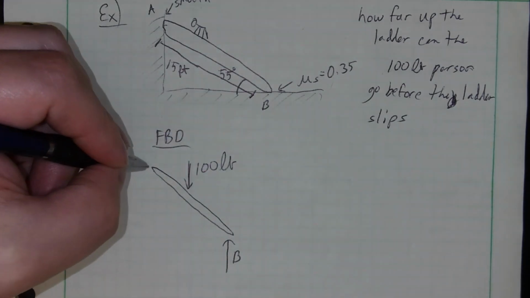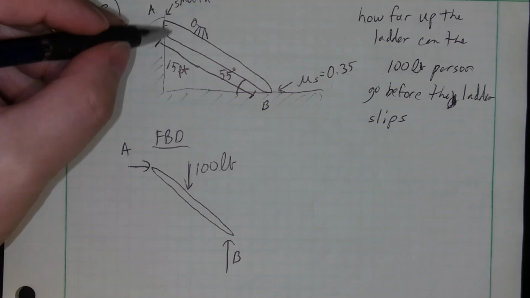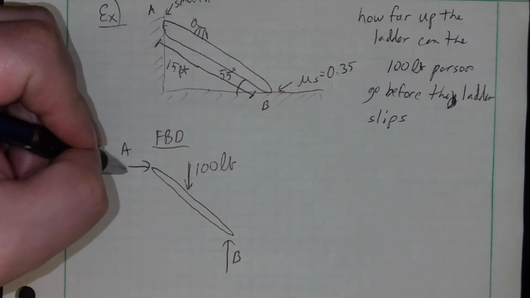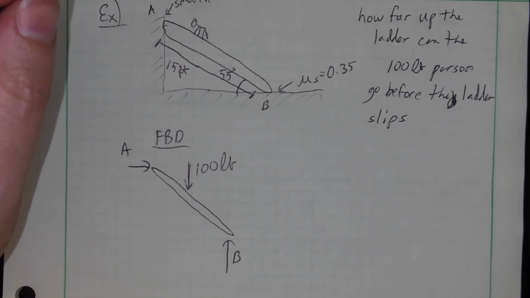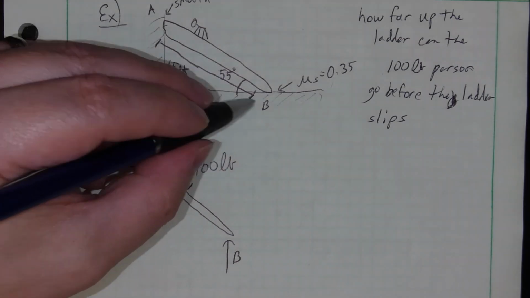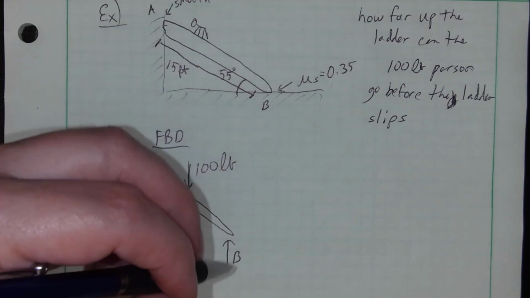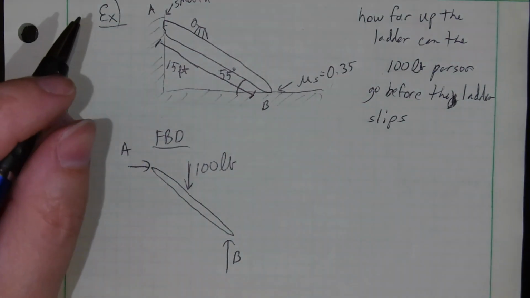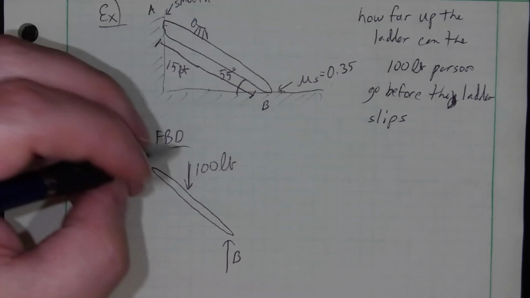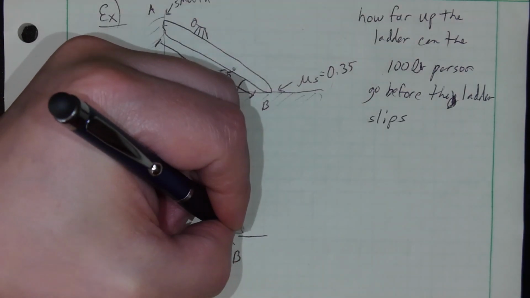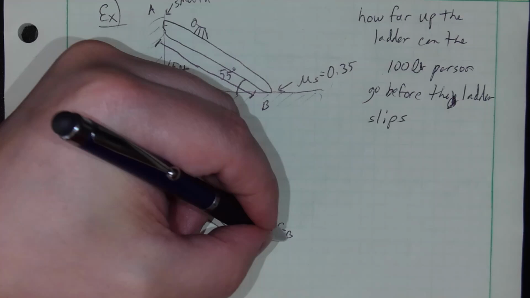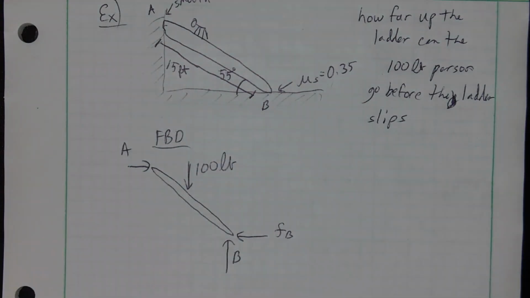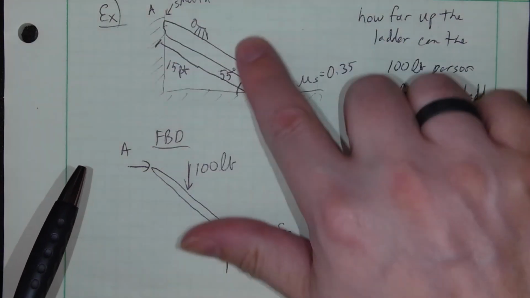What do we got here? I've got a vertical surface at A, so I'm going to have a horizontal normal force at point A. I've got a horizontal surface at point B, therefore I'm going to have a vertical normal force at B. And then I now have this friction force at B. Notice the way I've drawn it. Why might I draw it that way? Well, think about what's going to happen in this phenomenon here.